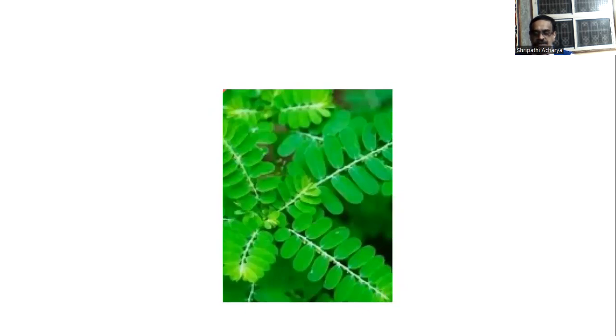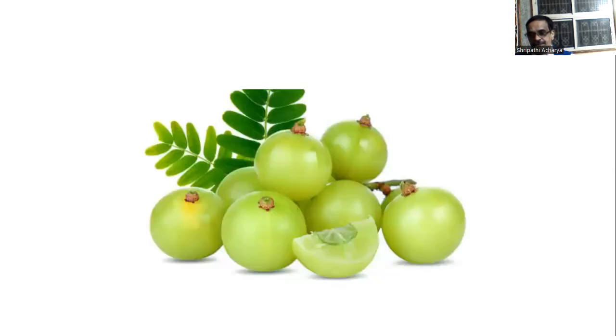This is the Bhumyamalaki, Phyllanthus niruri. It is beneficial in hepatitis B. Research has been conducted in BHU, Banaras University, regarding the efficacy in serum hepatitis or hepatitis B. It is found effective in hepatitis B. Professor Dr. Ramji Anojia from Banaras University has worked on the hepatoprotective activity and its efficacy in hepatitis B.